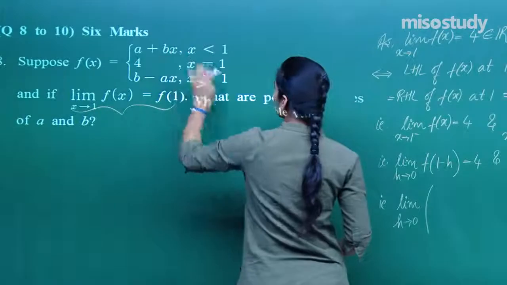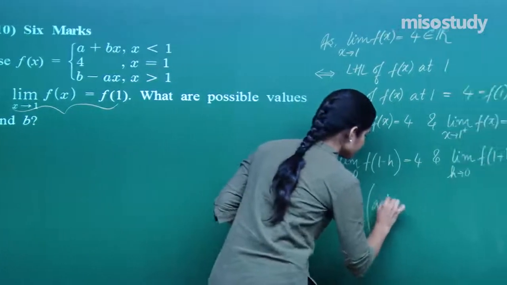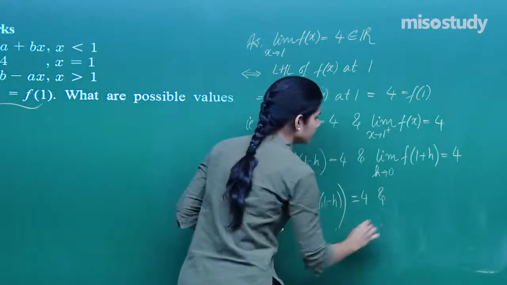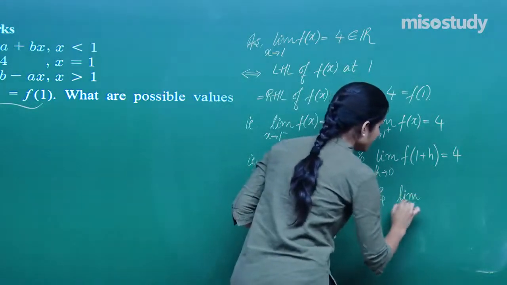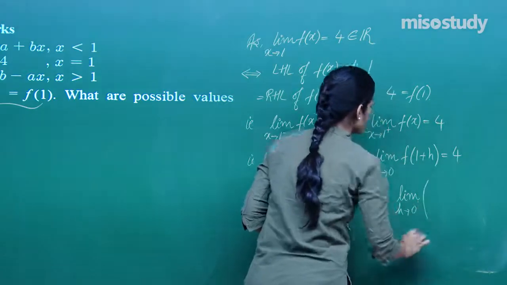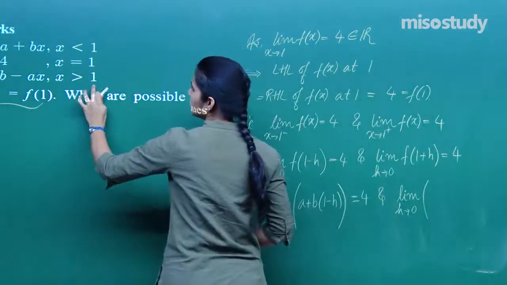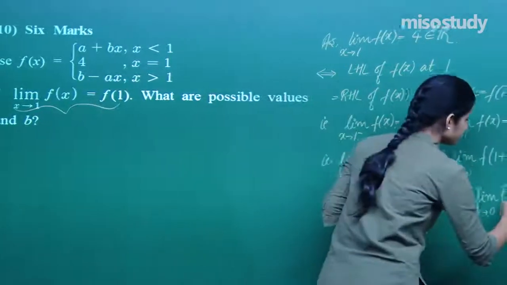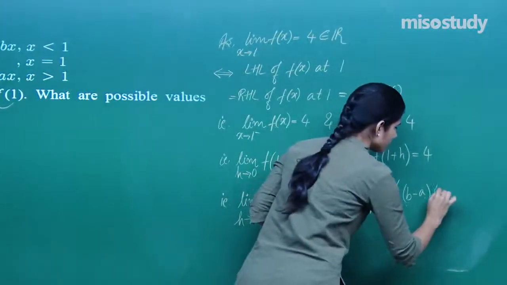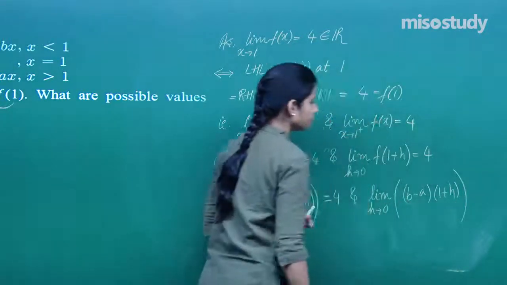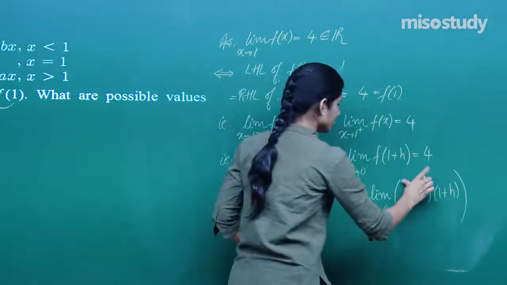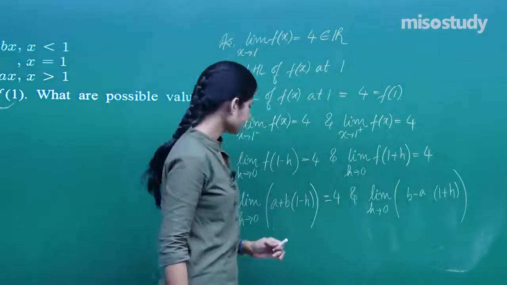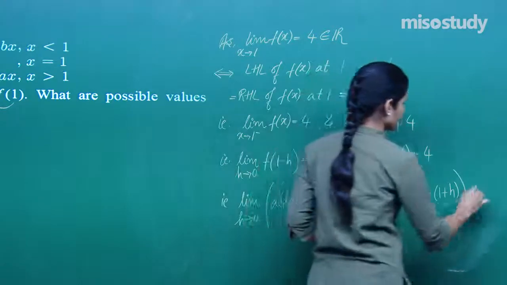is a plus b times 1 minus h, and 1 plus h is greater than 1, h is positive. If 1 plus h is greater than 1, then f of 1 plus h is b minus a times 1 plus h. It's fine. This is given to be equal to 4.